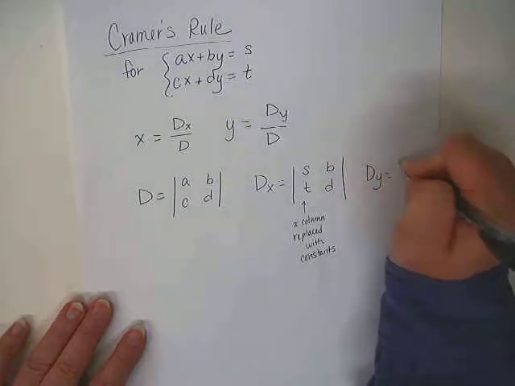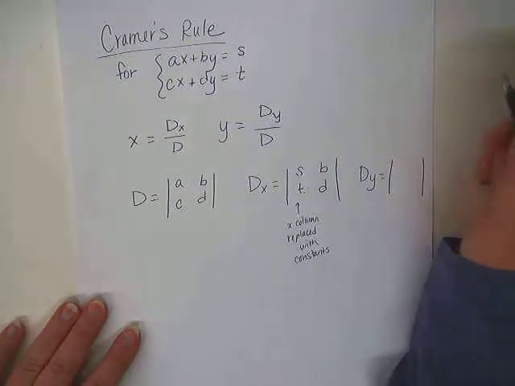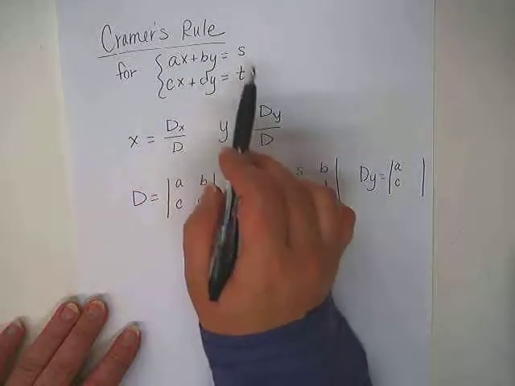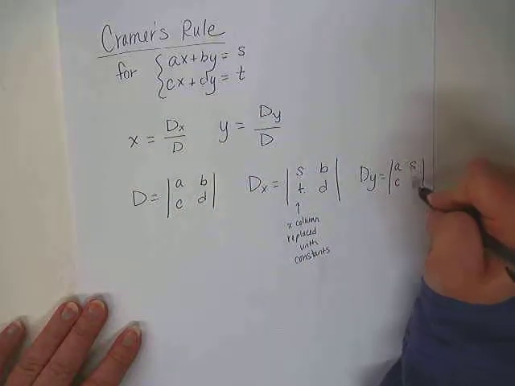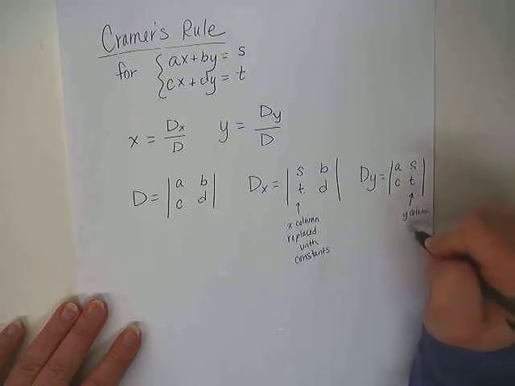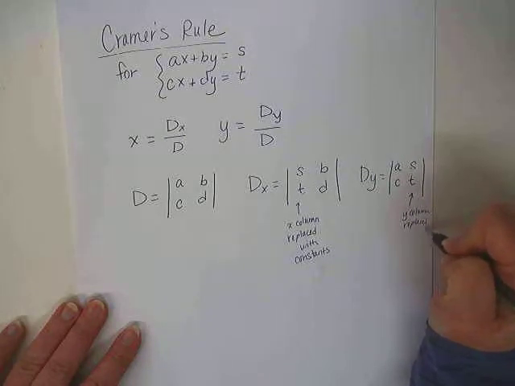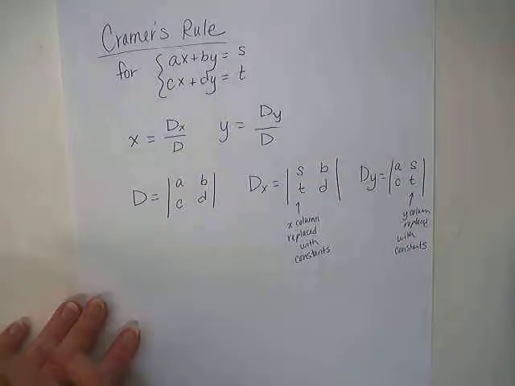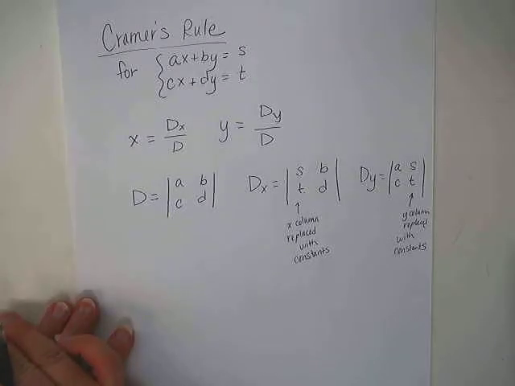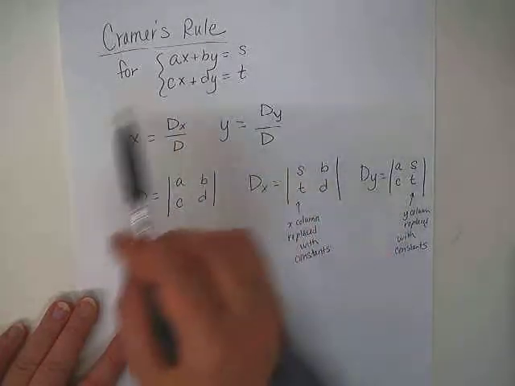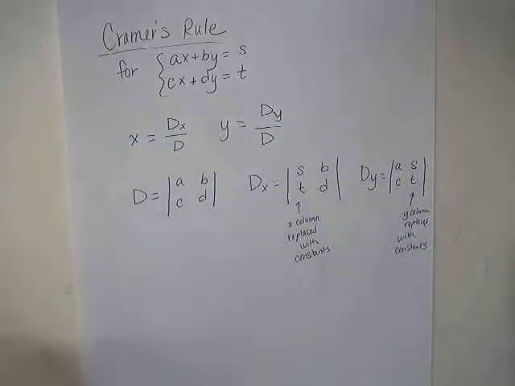It's pretty cool. What do you think dy is? Yeah, you switch out the y's. So the x's stay the same as they were originally, but this time we trade the y values with the constants. So y column replaced with constants. So to solve a 2 by 2 system, find your x and y value that make that system true. You just find 3 determinants, and then you divide them and get your answers.